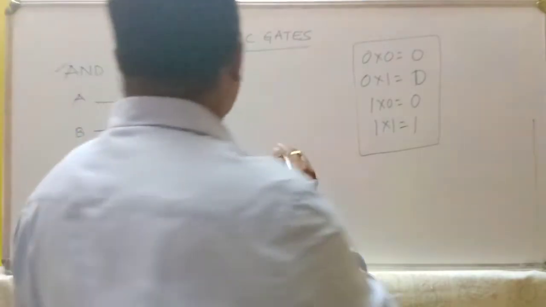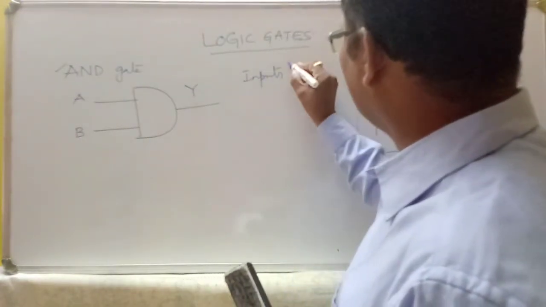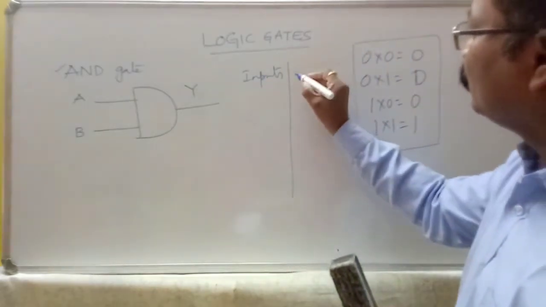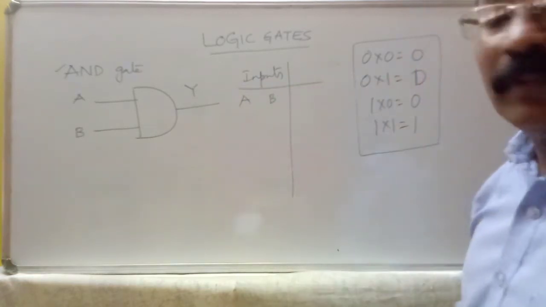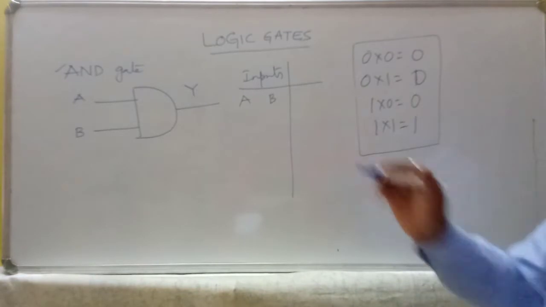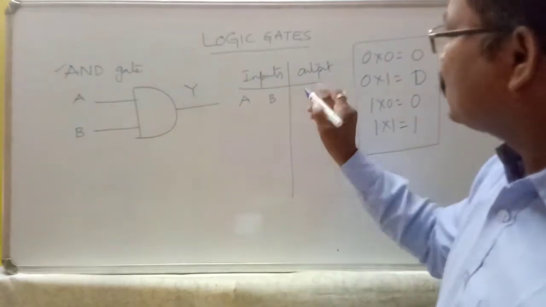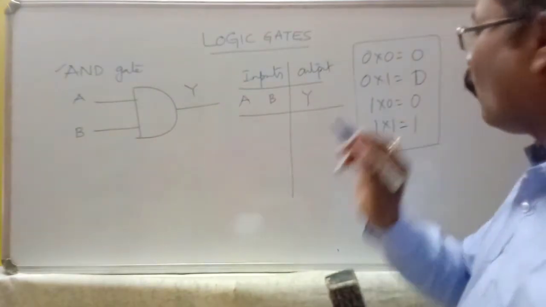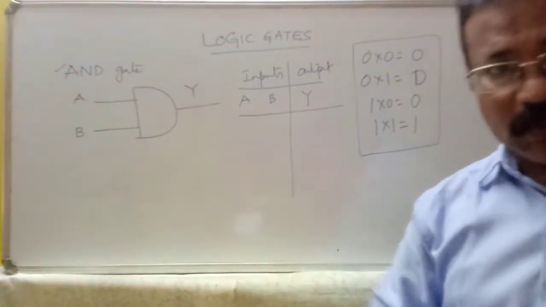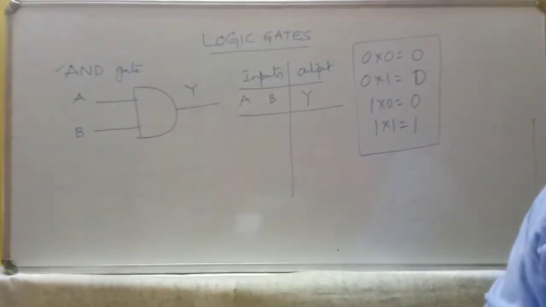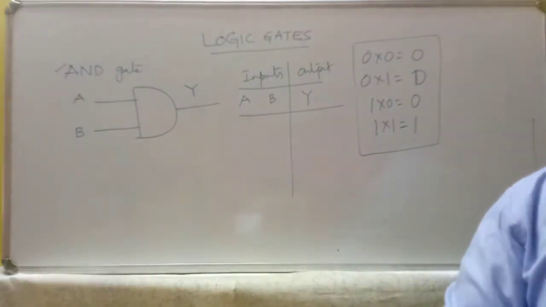What are the inputs? A and B are the inputs. And what is the output? Y is the output. Now we are going to discuss the behavior of this AND gate. The purpose of this AND gate is to perform logical multiplication.